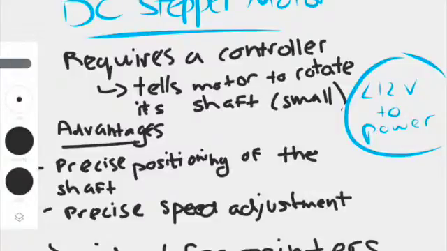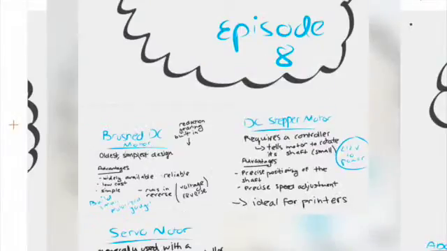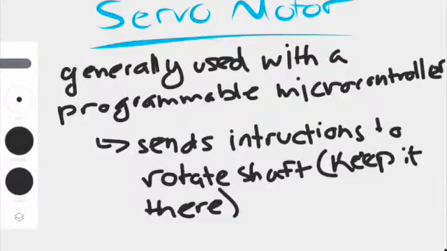Alright, so now that we've covered the DC stepper motor, we're going to move on to the servo motor. And this is a pretty simple motor. It's generally used with the programmable microcontroller, which I mentioned in previous videos and will continue to mention. So basically a microcontroller sends instructions to rotate the shaft, and this kind of works just like the DC stepper motor, except it keeps it there, like it rotates it and keeps it there. In the DC stepper, usually the rotation returns back, and it's more precise in the DC stepper motor. The servo motors are generally not as precise.